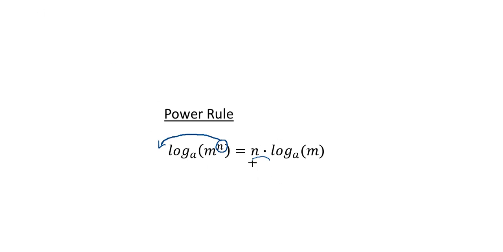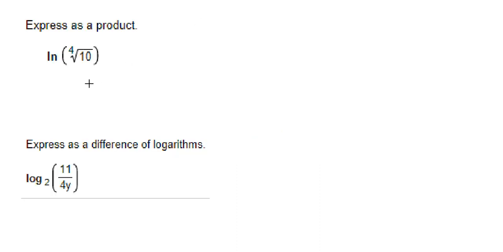If you have something that looks like this, you can bring this power of n back inside the logarithm and it becomes an exponent. I called it a power, but it's a factor here being multiplied to the logarithm. That can be brought back inside the logarithm and it becomes an exponent when you do that. So it's a neat rule that works both directions.